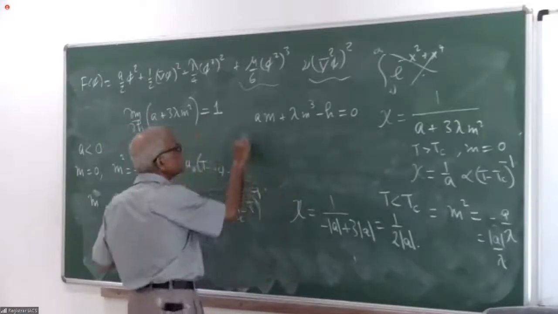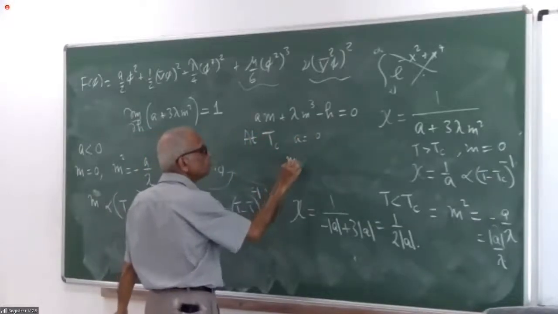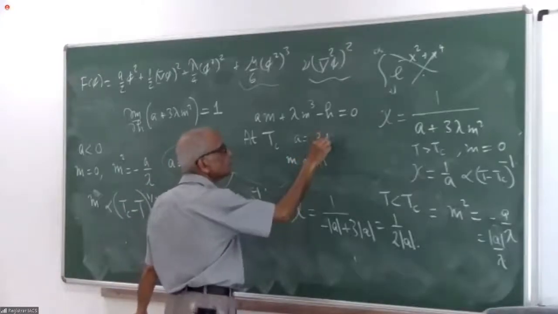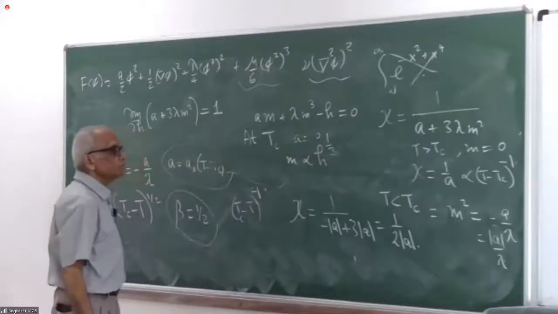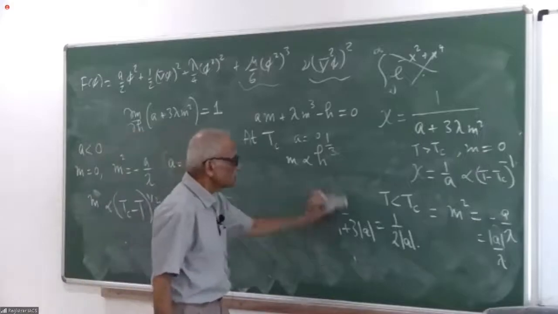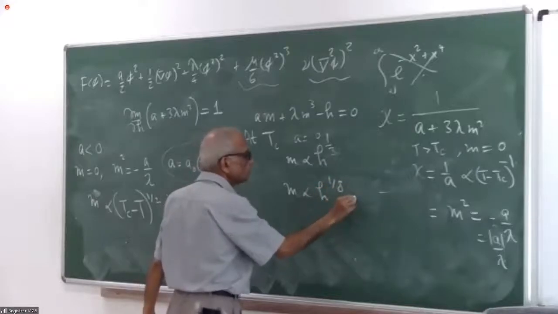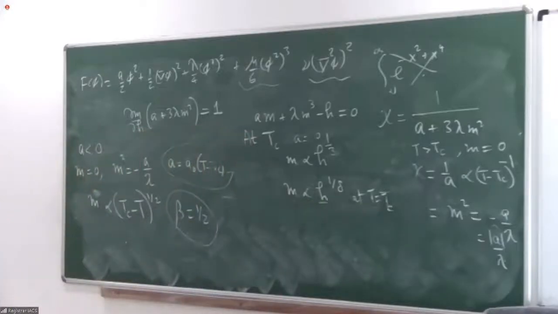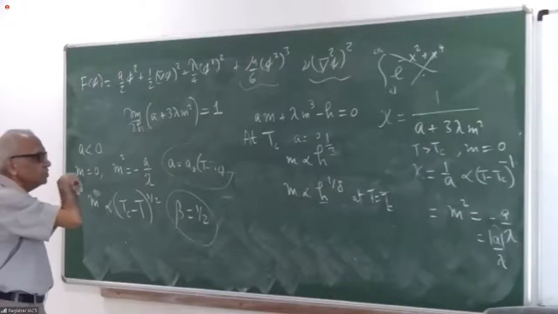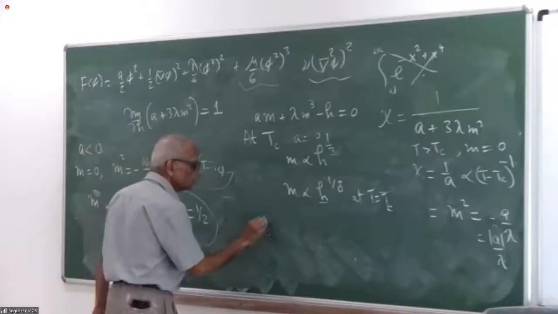If you are at Tc, A equal to 0, so m is proportional to h to the power 1 over 3. The definition of the exponent delta was that m is proportional to h to the power 1 over delta at t equal to Tc. So without h, m is equal to 0, but if you have a finite small h, then at Tc the magnetization is proportional to this, and delta is equal to 3.